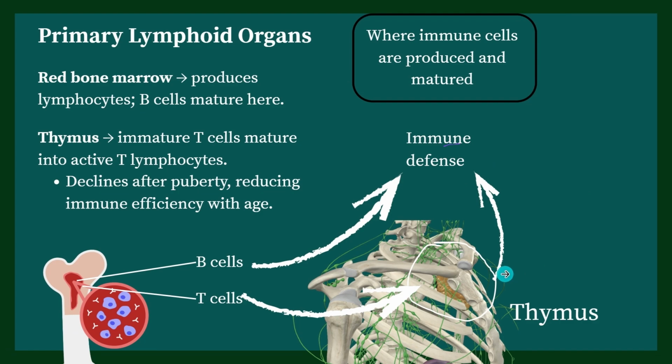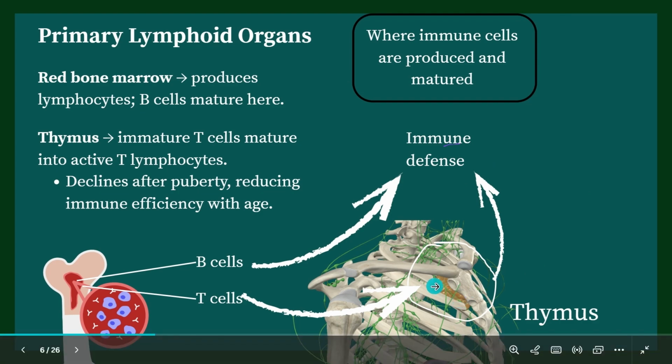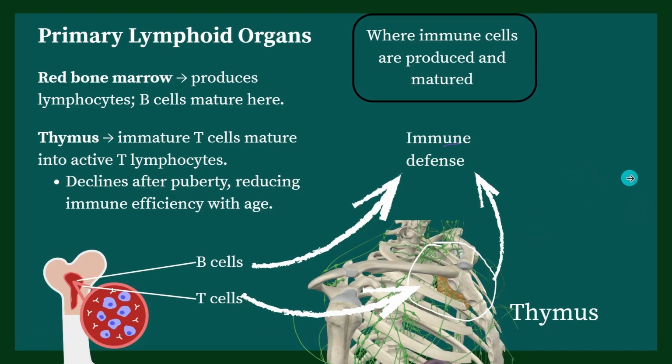Here's something interesting about the thymus: it starts out being very large in newborns, and gradually it starts shrinking after puberty until there's pretty much nothing left of it by the time we hit old age, because we've already built our defenses by then. We don't even need it anymore.